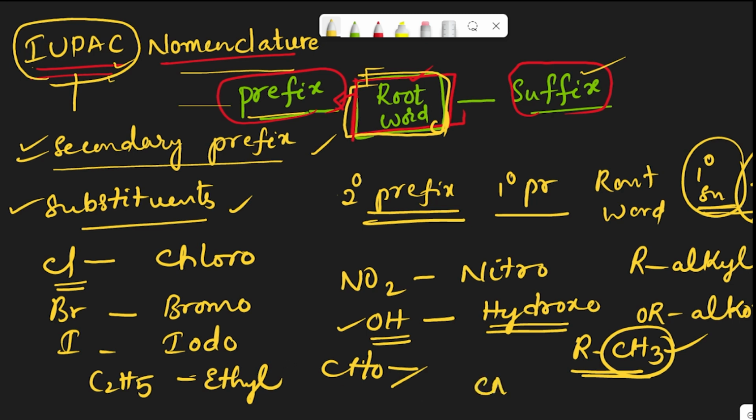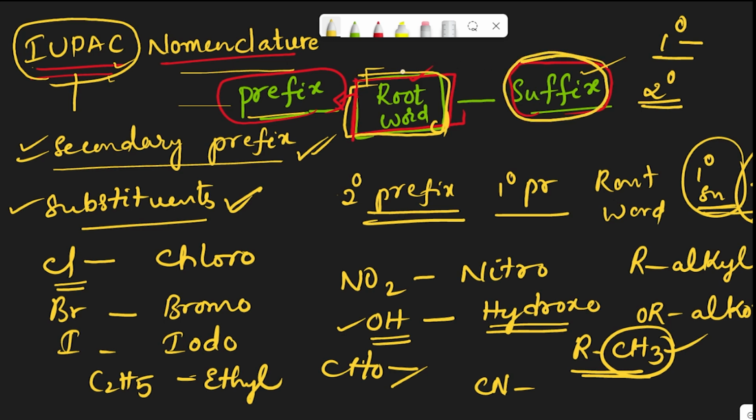So if cyano is given, you mention it as cyano. Like this, the secondary prefix indicates the substituents. Substituents may be alkyls, alkoxy, halides like chlorine, bromine, iodine, nitro, cyano. So all of these, if given as substituents, you have to mention as the secondary prefix. So is it clear? The primary prefix indicates whether the compound is cyclic or not, or bicyclic or not, and the secondary prefix indicates the substituents. Now let us see what about the suffix.